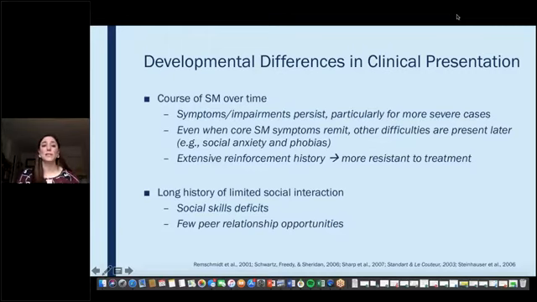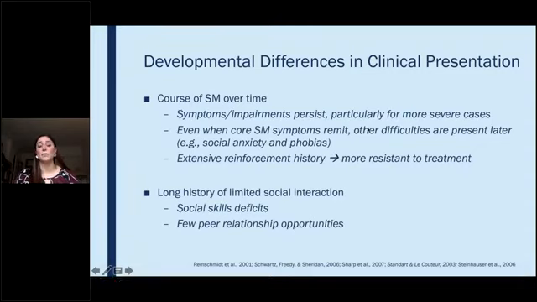So in both of these cases, there is an extensive history of avoidance and reinforcement, making this older group more resistant to treatment. And I mentioned before that treatment also is just more difficult because there's this long history of limited social interactions, where these kids haven't had the opportunity to practice their social skills with peers, not having talked to peers and formed those social connections. And then there are fewer peer relationship opportunities because at the point where they are older, as I mentioned, kids have already formed their own friendships. And so even when they are ready to practice and want to make new friends, those kids might not be there and ready to reciprocate.